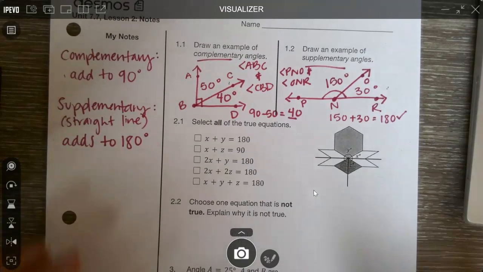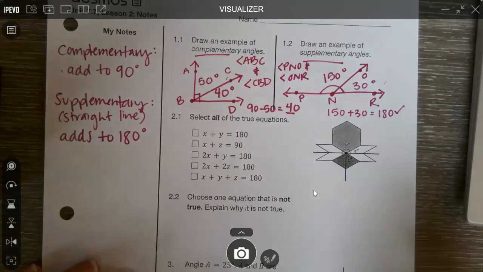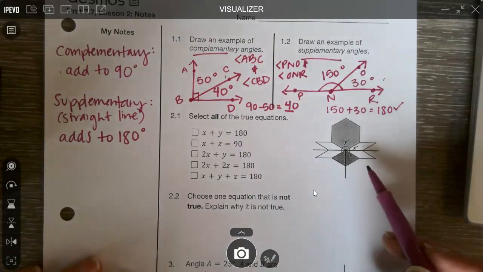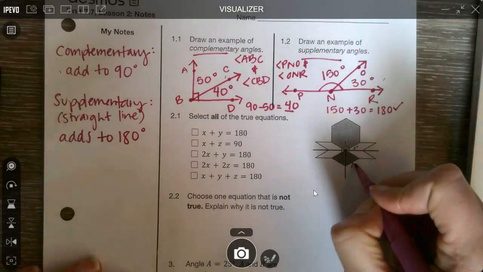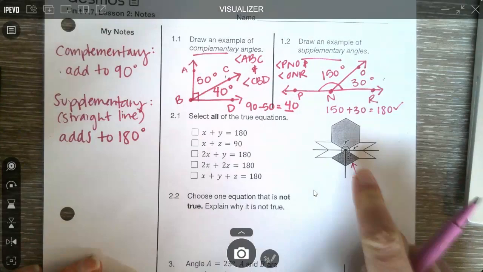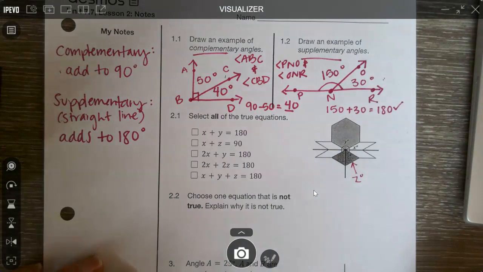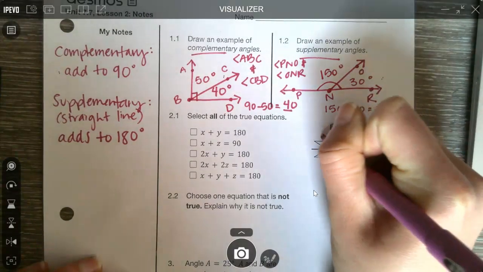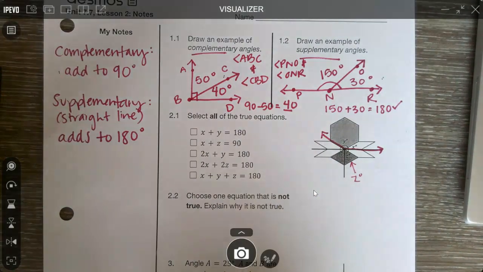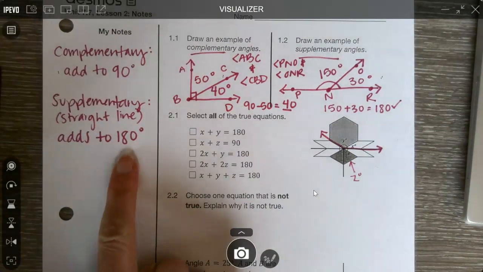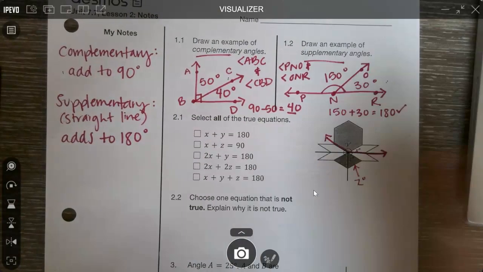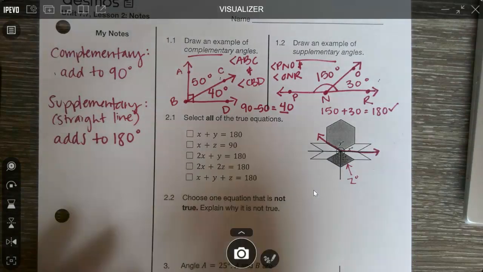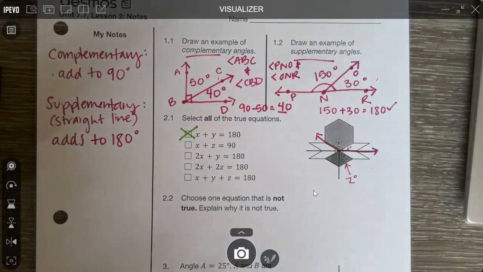All right. Now, it says select all the true equations. Okay, so it says x plus y is 180. Well, using your picture, and it's kind of hard to see, this one right here is z degrees. But you got x and y. Well, if I put those together, make an angle. Here's my angle. Is that 180 degrees? Well, 180 degrees should be a straight line. Did I make a straight line? No, I did not. So that one is wrong. Cross it out.